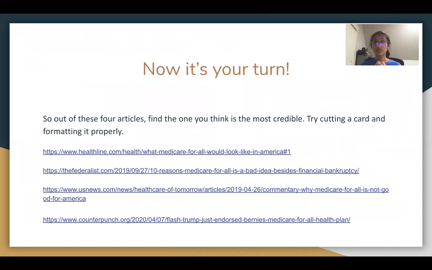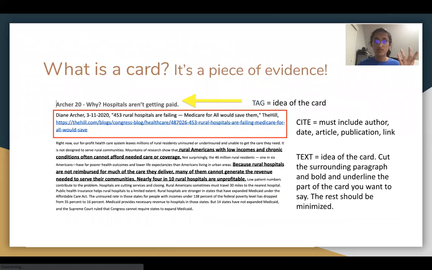So now it's your turn. So we have 4 articles here. Some of them are credible, some of them are not. So first thing is find the ones that are credible. And second thing is try cutting a card. And cutting a card basically just means putting it in this format.